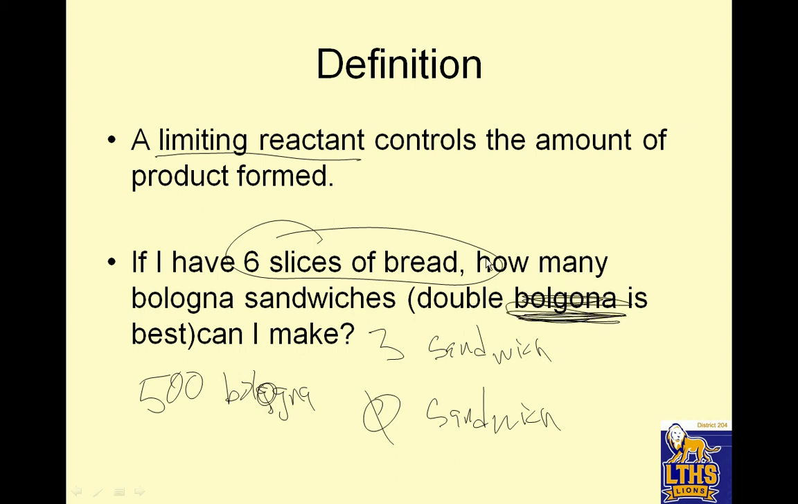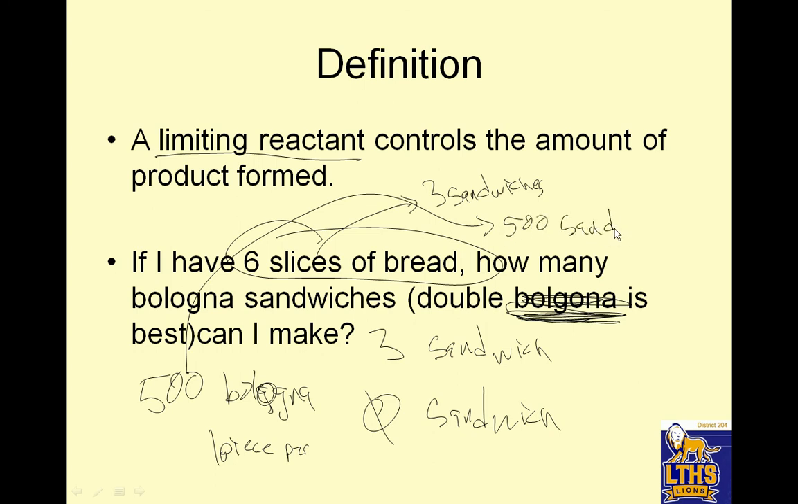But what a limiting reactant does is it controls the amount of product. So 6 slices of bread can make 3 sandwiches. And if I have 500 pieces of bologna, and let's assume 1 piece per sandwich, 500 slices of bologna can make 500 sandwiches. So how much can we really make? We can really only make 3 because we don't have enough bread to make 500.